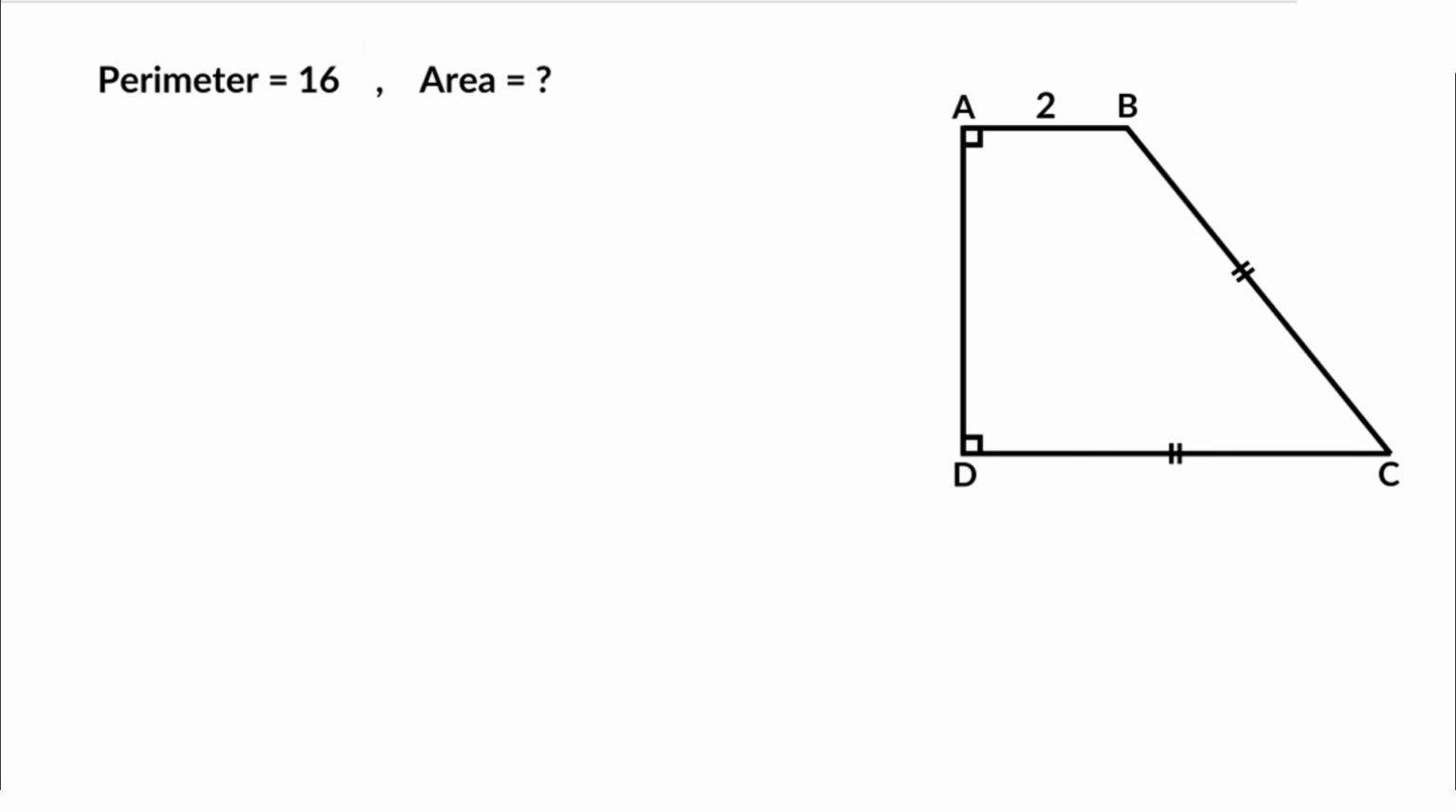We have a right-angled trapezoid, A, B, C, D. The left side is vertical, so the angles at A and D are both 90 degrees. The top base, AB, is 2 units. The total perimeter is 16 units. And the important clue is that the slanted side, BC, is equal in length to the bottom base, DC. So those two sides have the same unknown length? Exactly. Let's call both of them A.